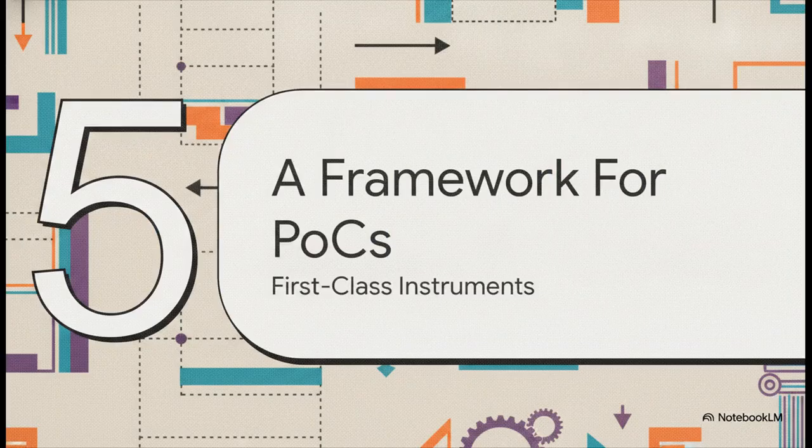Which brings us to Section 5, a framework for PoCs, first-class instruments. To solve this anti-pattern, academic literature proposes elevating the proof of concept from an informal, messy experiment to a first-class architectural decision instrument. We just need to apply a little bit of rigorous structure.